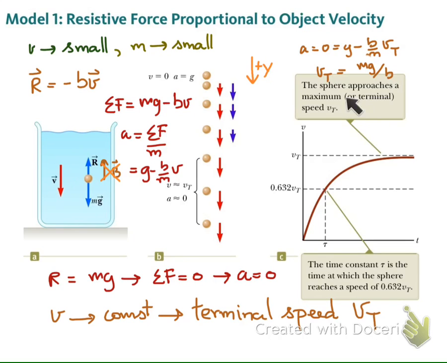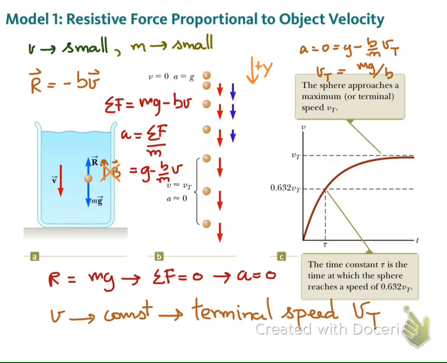Once the velocity or the speed of the object reaches this value, beyond that point the acceleration is equal to 0, which means that the velocity will not change in time and it will remain at the value of the terminal velocity Vt equal to mg over b.